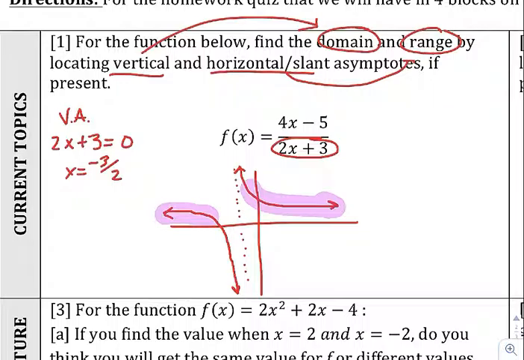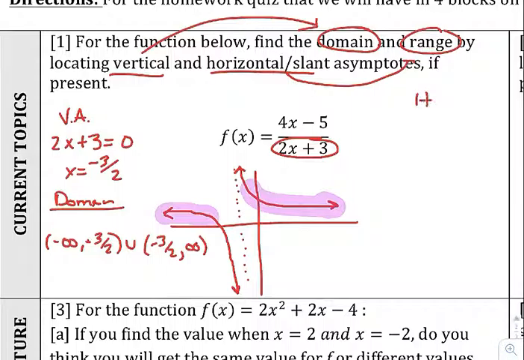And so when we write our domain, we have to reflect this jump. Our x values start at negative infinity and go all the way to negative 3/2. Then they start again at negative 3/2 and go all the way to infinity. Now we have to unionize these sets together using that U in the middle to show that these actually talk about the same function and not two separate functions. So that's our domain. Now let's talk horizontal asymptote.